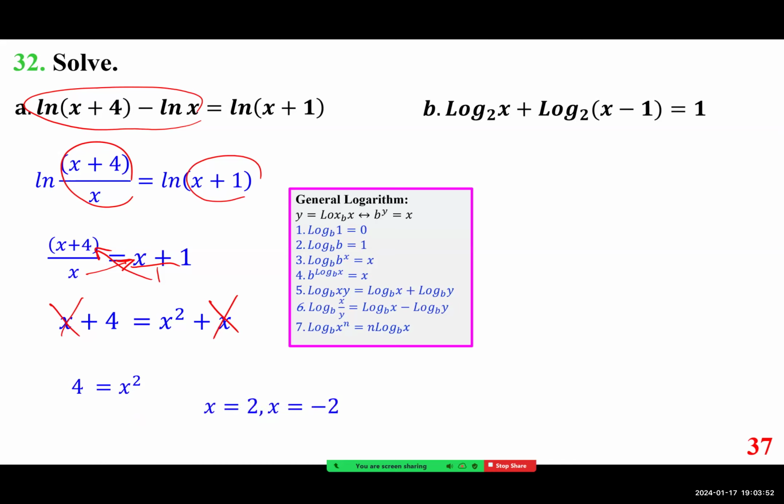We go back to the original equation. If we put minus 2 here, minus 2 plus 4 is positive 2, which is fine. But minus 2 is not fine here. So therefore, I don't even have to check with this one. It's out.